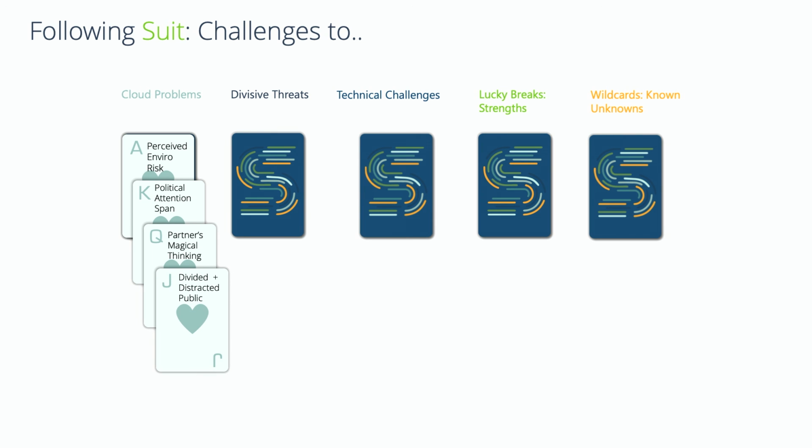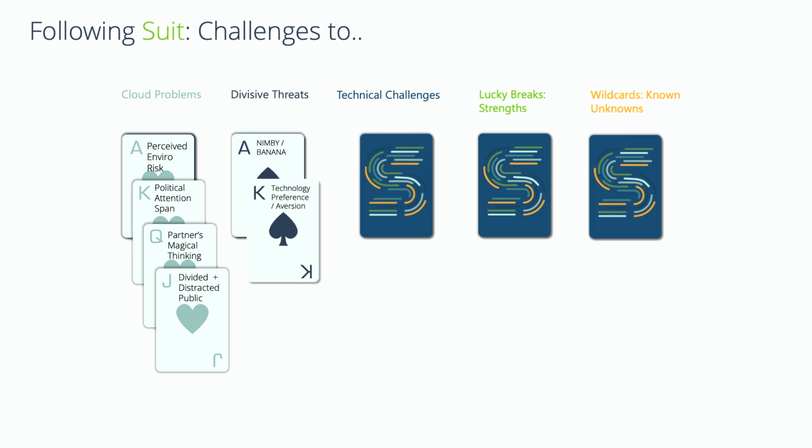Divided and distracted public. On divisive threats, NIMBY and BANANA. Who knows BANANA? Yes. Build absolutely nothing anywhere near anyone, right? So how do we build all this infrastructure we need when nobody wants to build anything, but they want the thing? Technology preferences and aversion: I would argue there are a lot of people who just like solar, but they can't tell you why. I'm technology agnostic. I just want something that's secure and that works, and that we control.